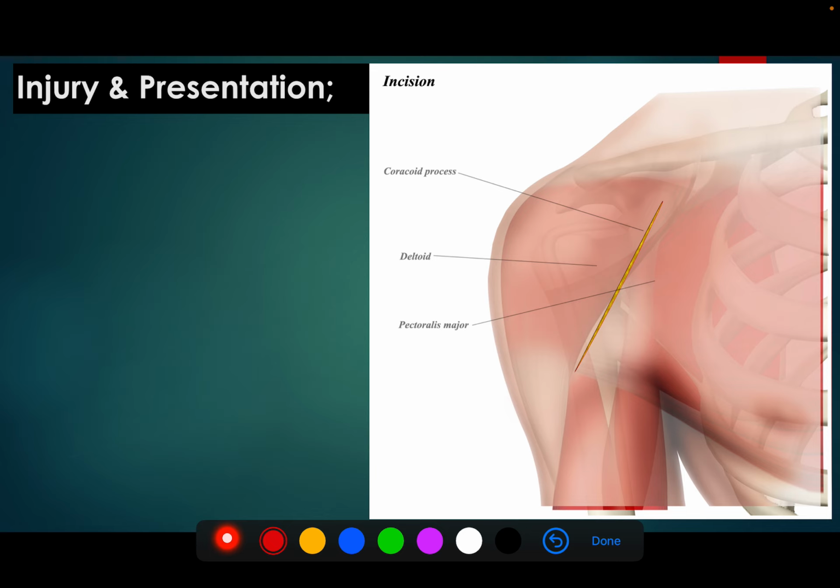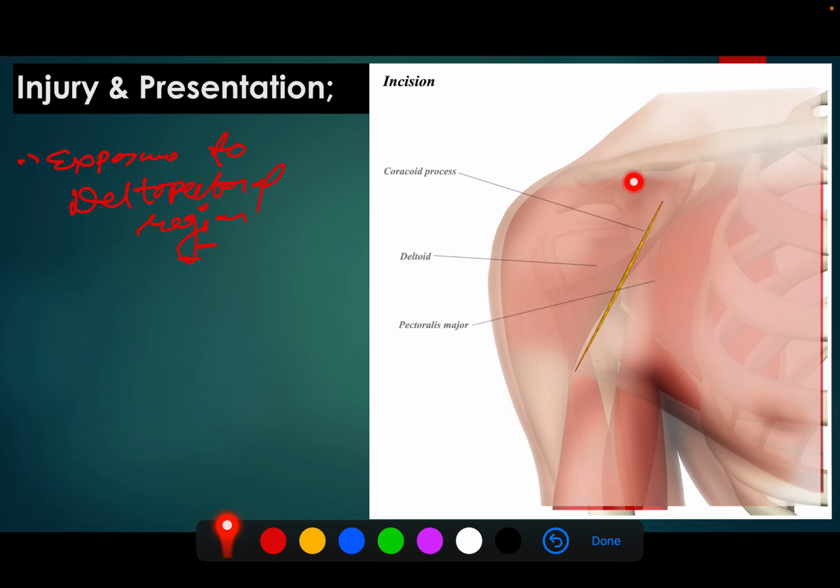Okay. Injury and presentation. What's the injury to my musculocutaneous nerve? Right, the musculocutaneous nerve is injured by exposure of the deltopectoral region. Deltopectoral region means here we have the margin between the deltoid muscle and the pectoralis major muscle. So the deltoid muscle is going like this and the pectoralis major muscle is coming like this. Can you see the shadow of the pectoralis major muscle? This is the pectoralis major muscle and this is my deltoid muscle.